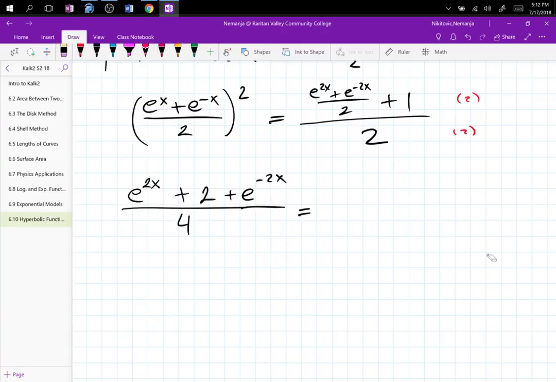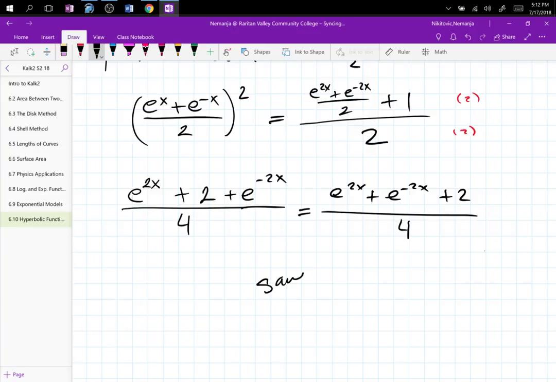Now, on the other side, we have e to the 2x plus e to the negative 2x plus 2 divided by 4. Same. Done. They're the same.